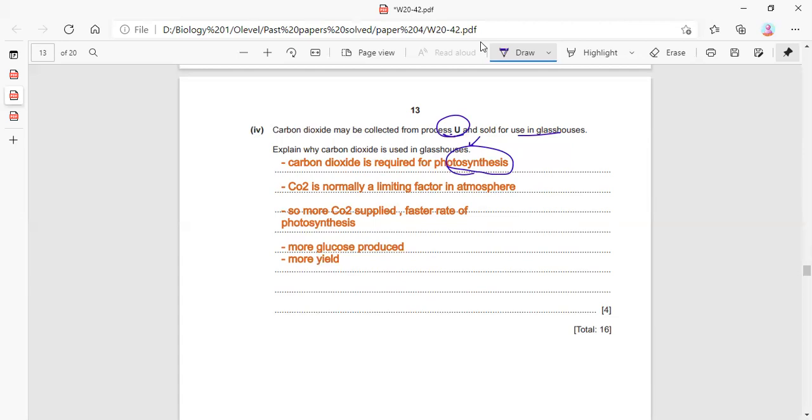The CO2 in the atmosphere is only 0.04%, which is very little. So what if I increase the CO2? You will get a faster rate of photosynthesis, more glucose produced, and more yield. I will get more crops from the plants. So this is the idea. When you use the CO2 in the glass house, I will have a faster rate of photosynthesis, faster production of glucose, and more yield.